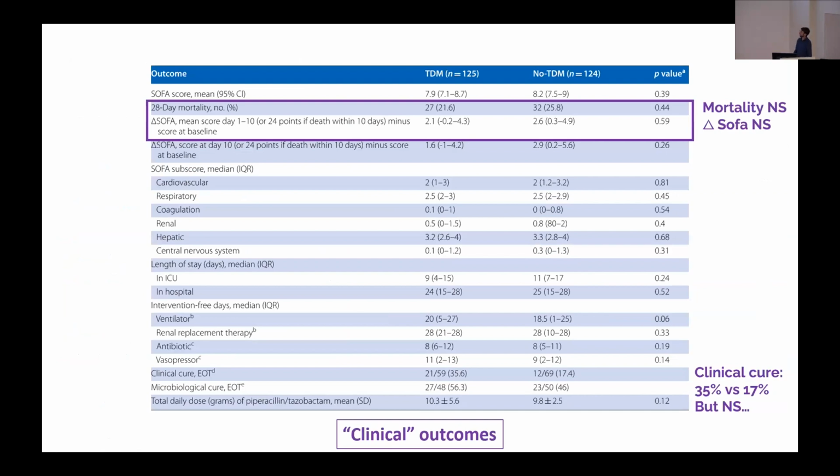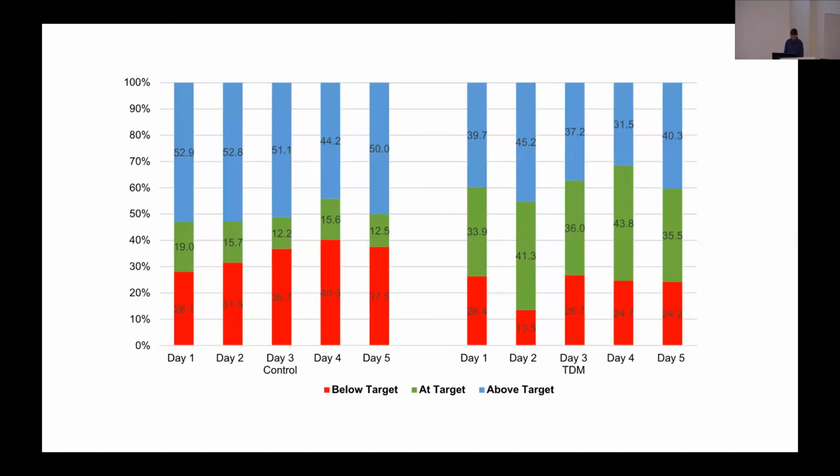So when we look at the clinical outcome, we can observe that for the mortality or change in SOFA score, it was not statistically significant. As well for clinical cure, despite being divided by a factor of 2, it was not statistically significant. When we look at the rate of PKPD target attainment, we can be disappointed because even in the TDM group, according to the chosen PKPD target, there were not a lot of patients in the therapeutic range.